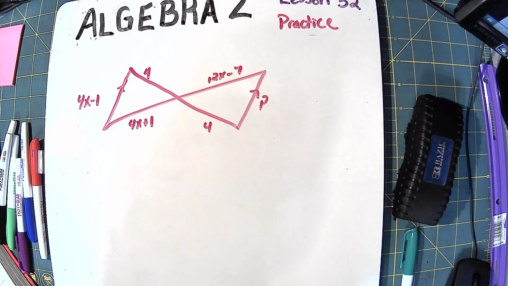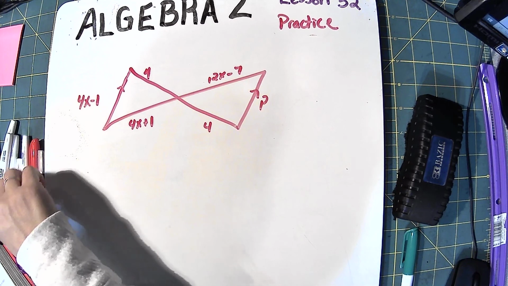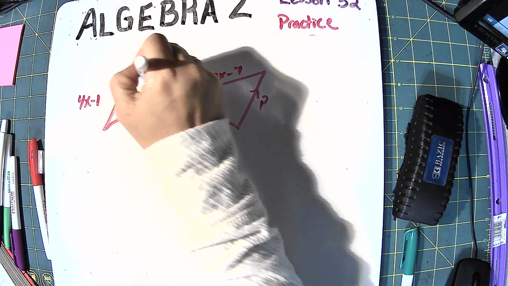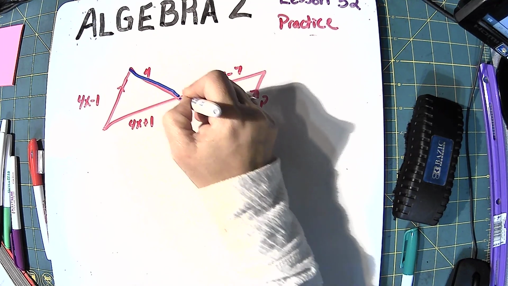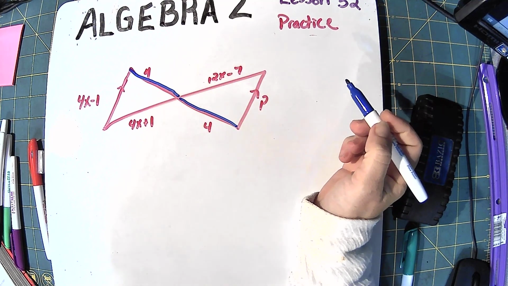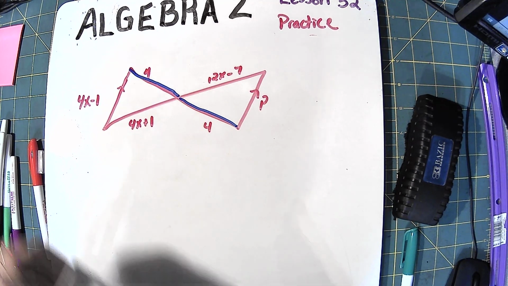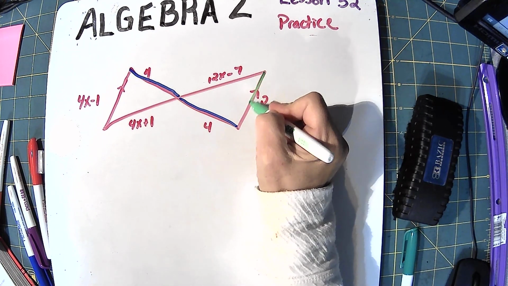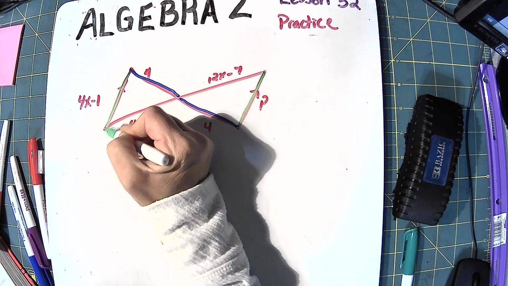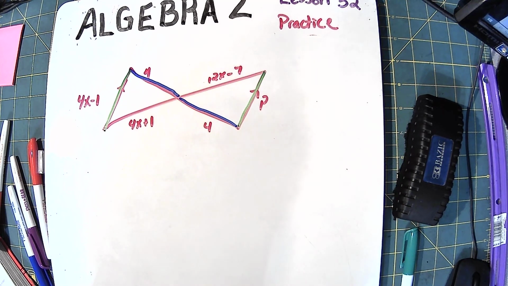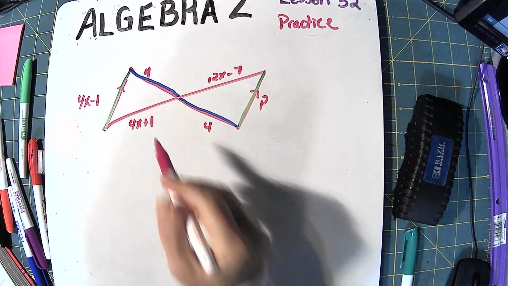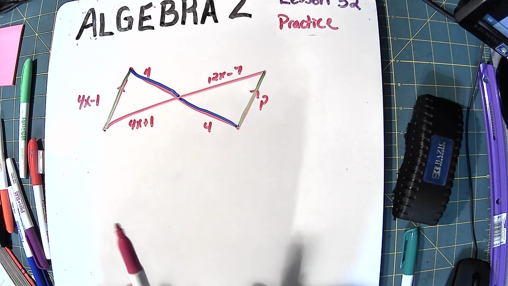Okay, so let's see if we can find our pairs of matching sides. So this 4 and this 4, those are matching sides. And then we've got P and that one are matching sides. That means this one and this one are matching sides as well. Okay, so let's work on these first to solve for x. So I've got that equals that because these are congruent.